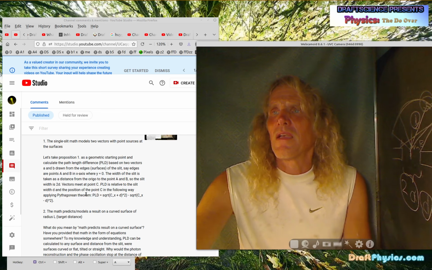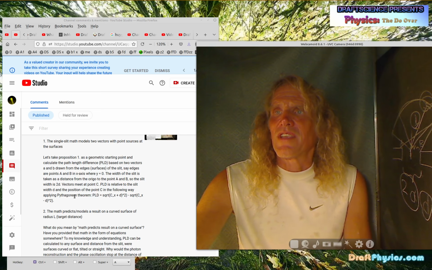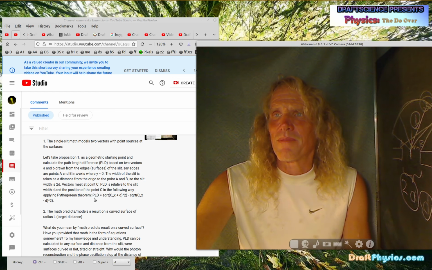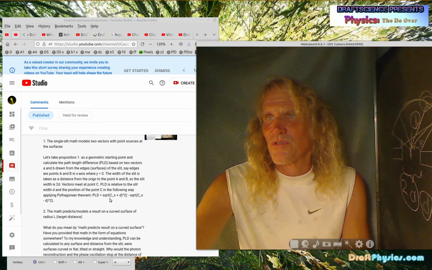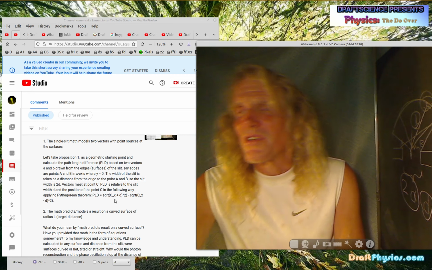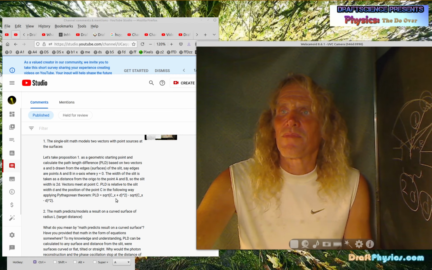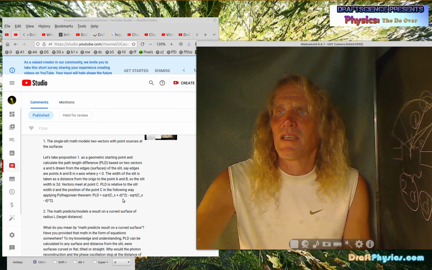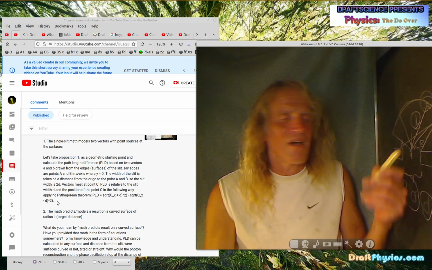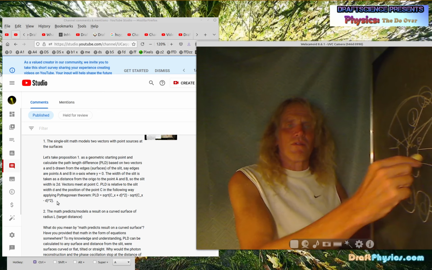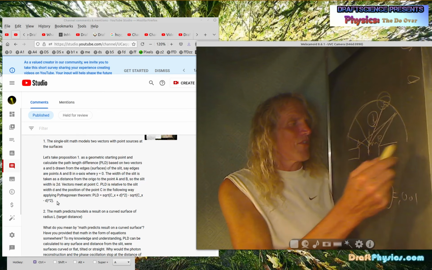Anyway, relative to the slit width D and the position at point C in the following way. Applying the Pythagorean theorem, PLD equals the square root of C something x divided by D times 2. I don't know. Square root of CD. I understand side angle side. I know some of this Pythagorean stuff.